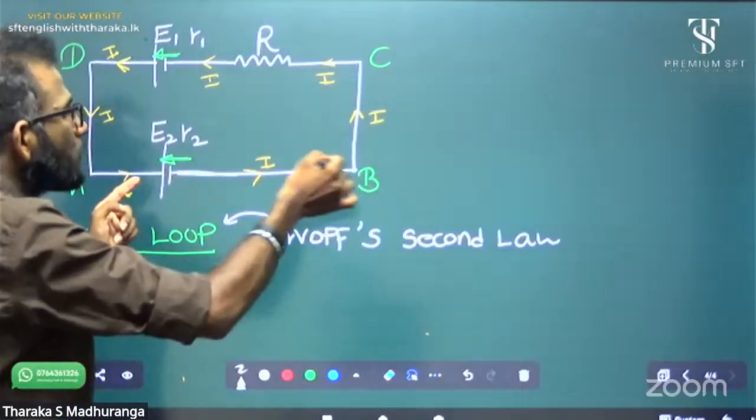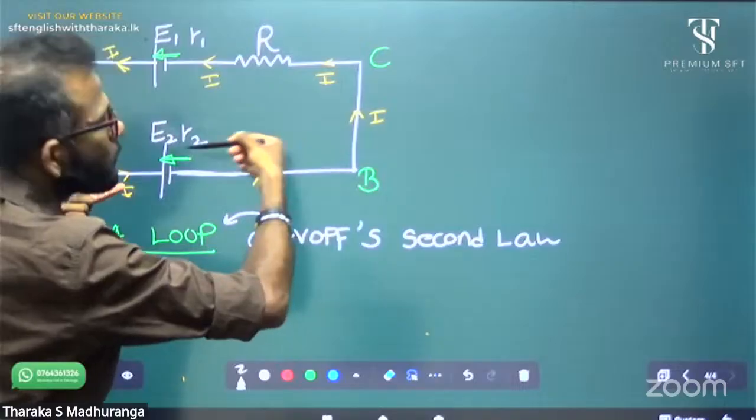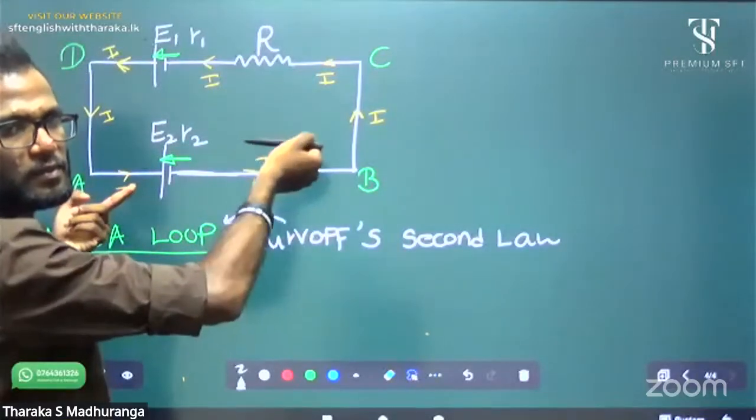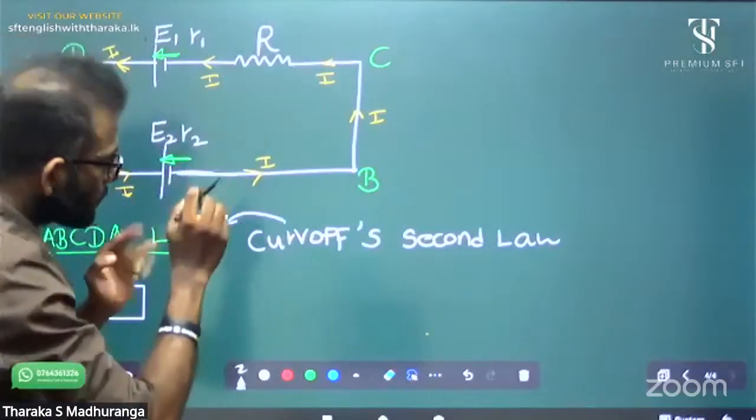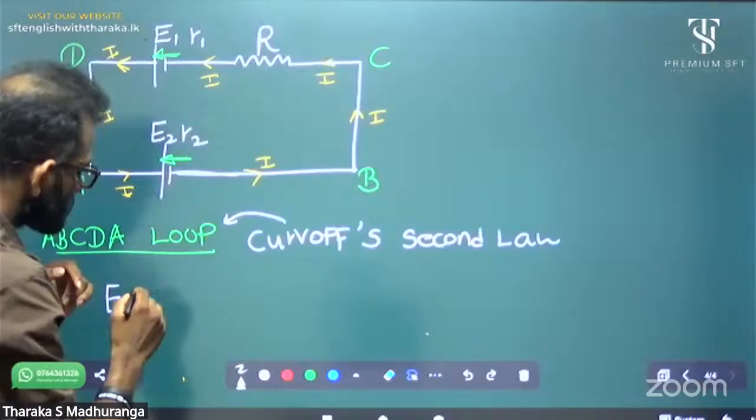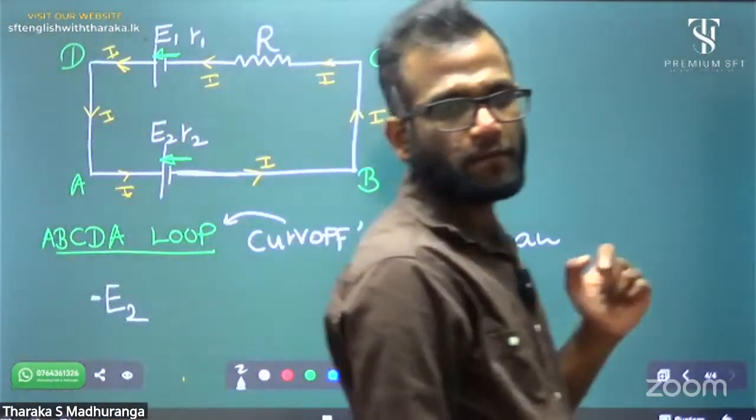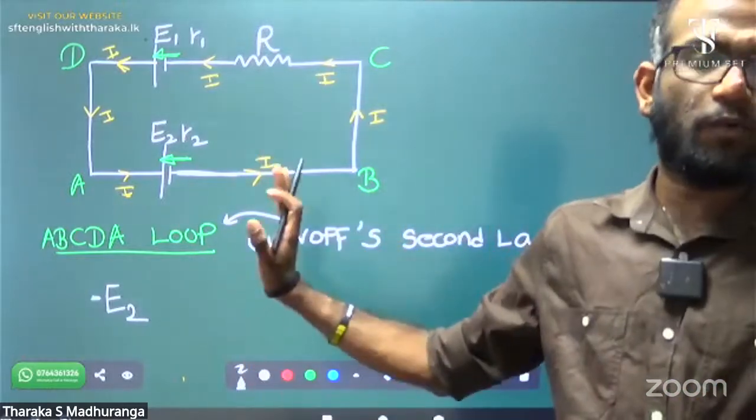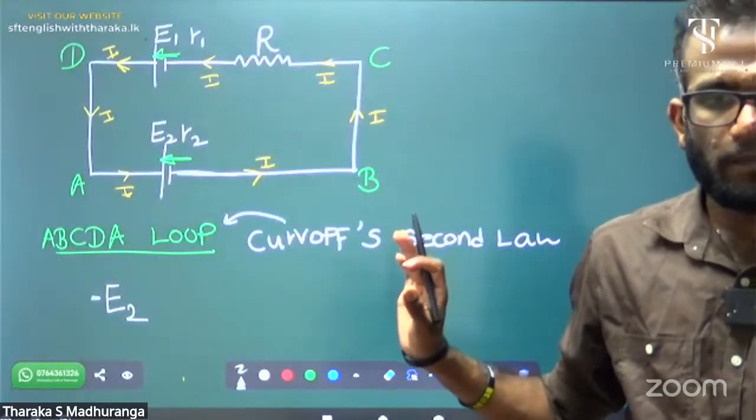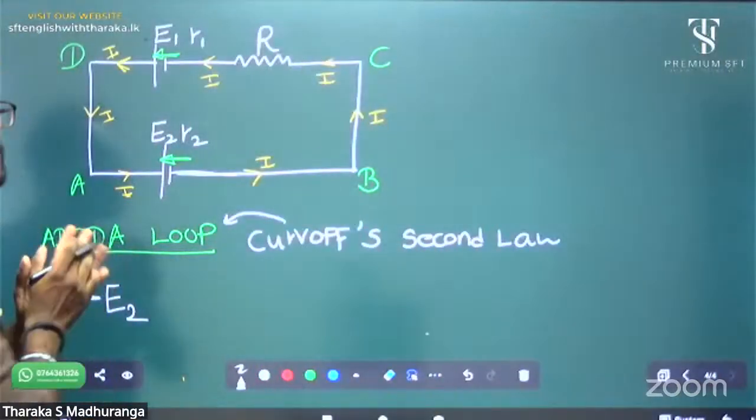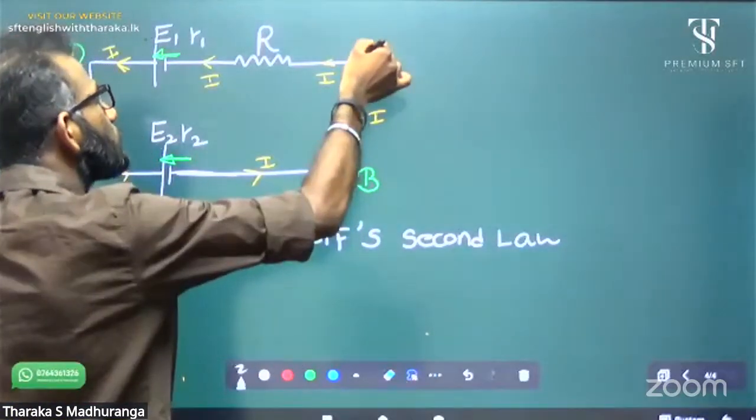My direction is A to B, but the electromotive force direction is opposite to my direction. Therefore, it is minus E2. That's why we call it the net electromotive force. That's the meaning of net electromotive force. It is minus E2. Okay, continuously I go until I meet another electromotive force.